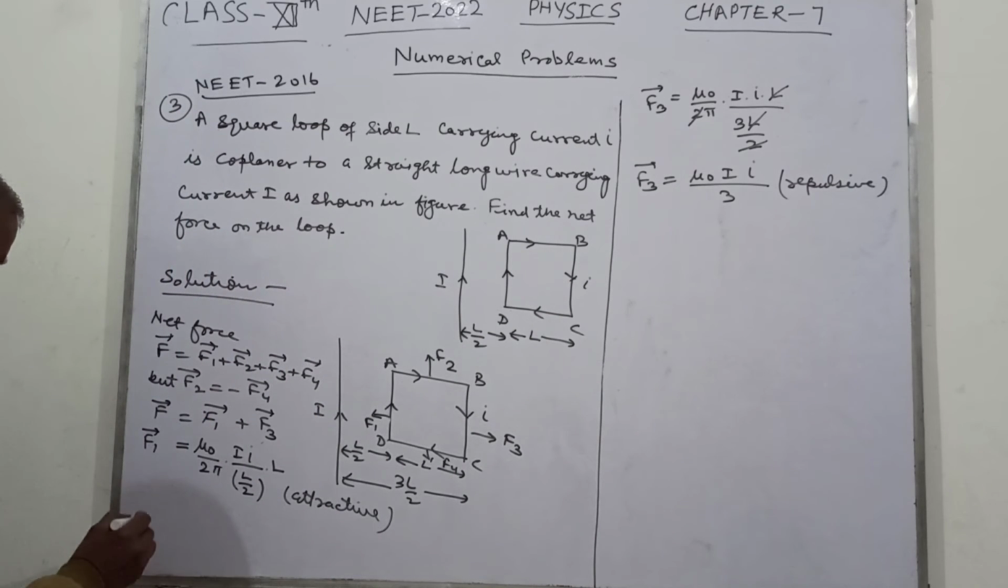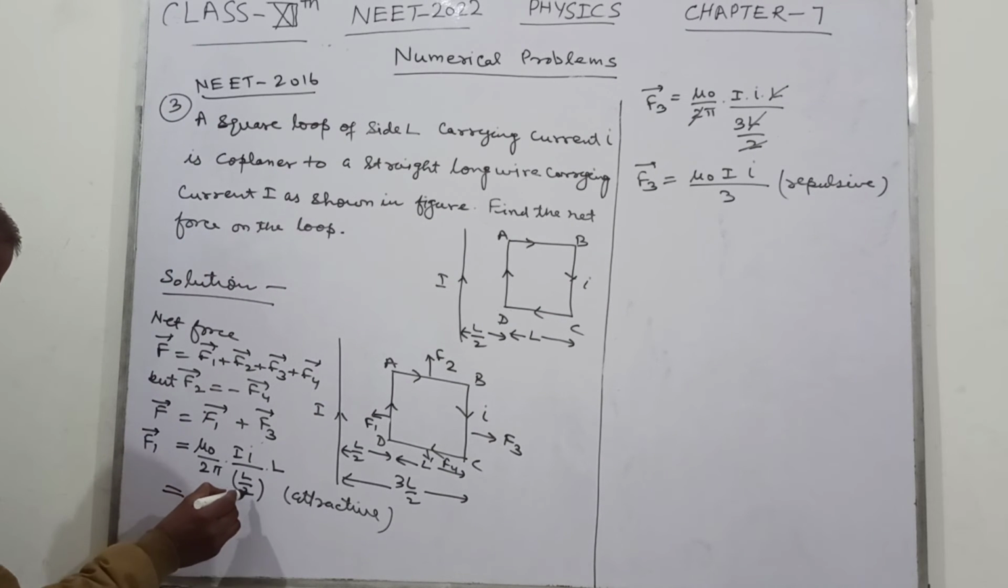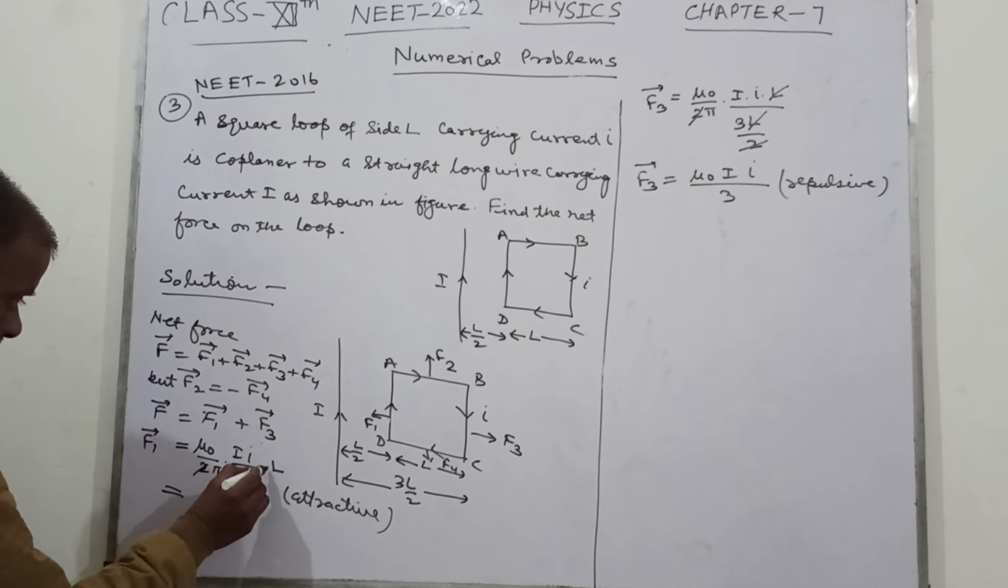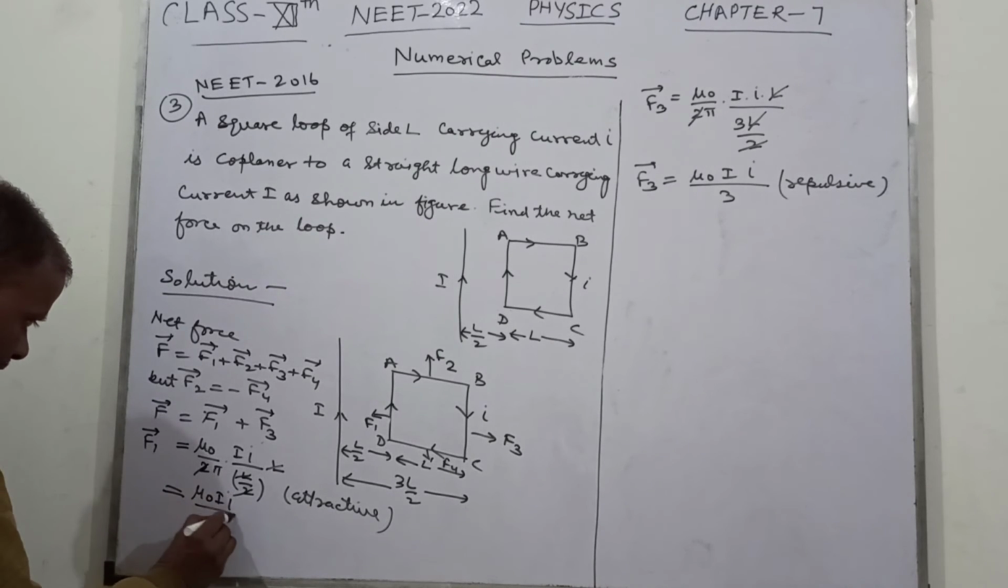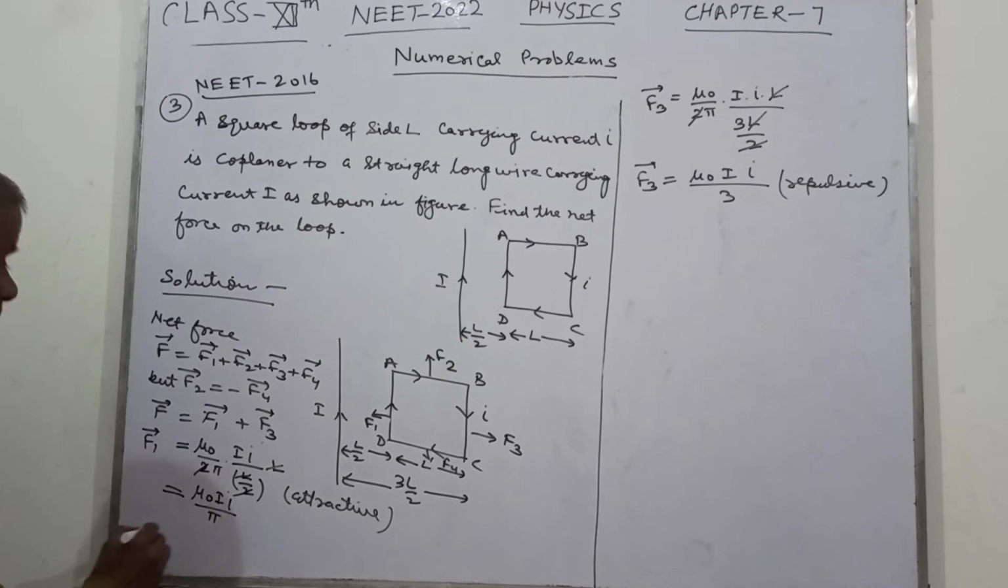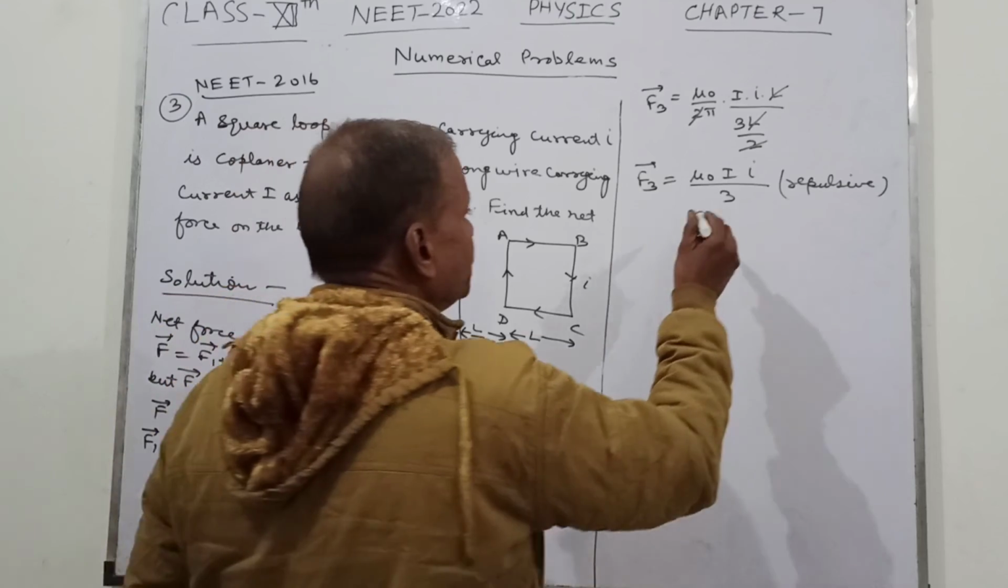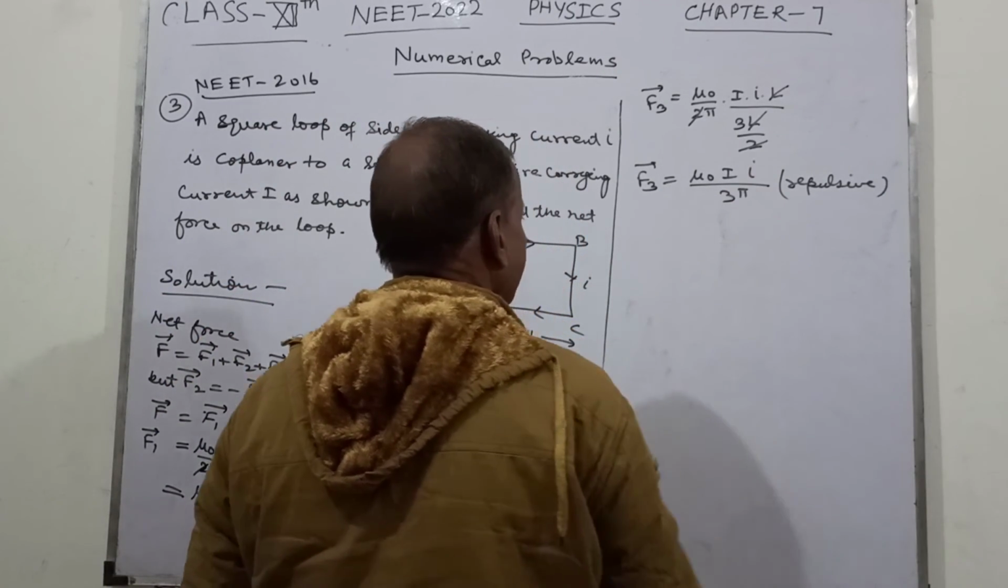This is attractive, and here this L and L will cancel, or 2 and 2, and this L and L also. So this is now your mu naught I into I upon pi.